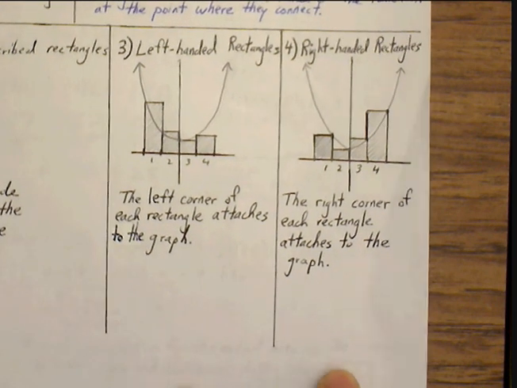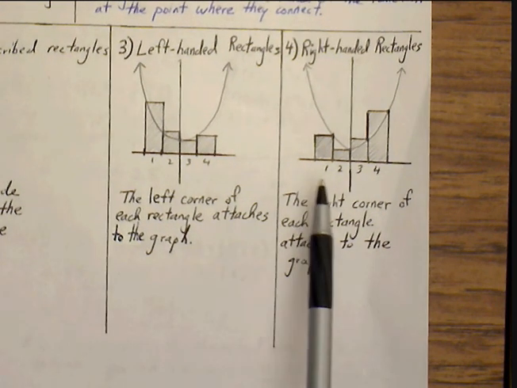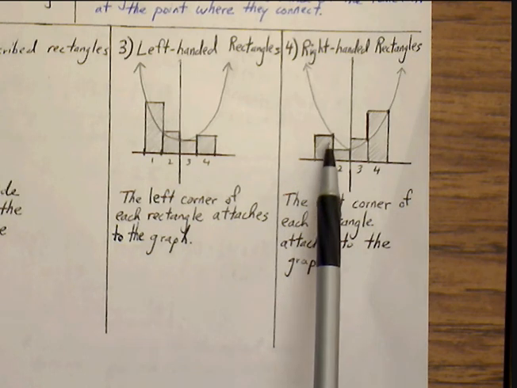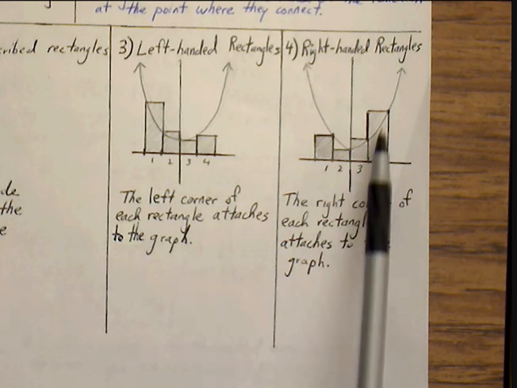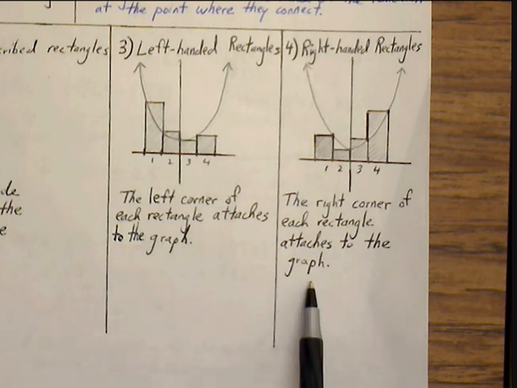Okay. For right-handed rectangles, we're simply drawing rectangles so that the upper right corner of each rectangle is attached to the graph. Okay.